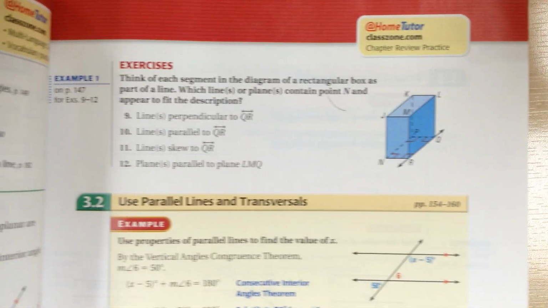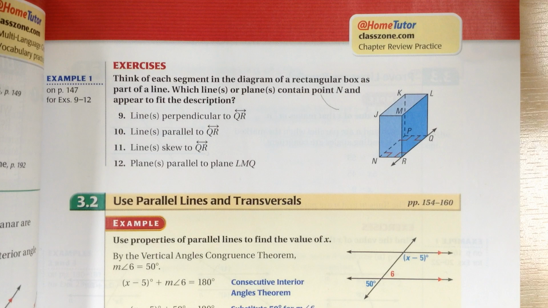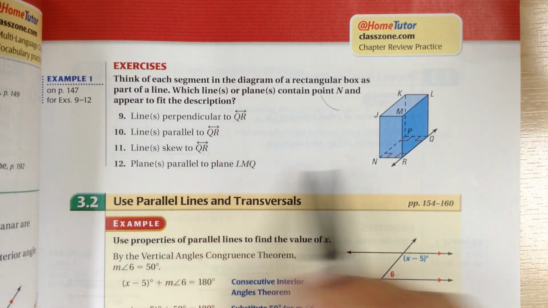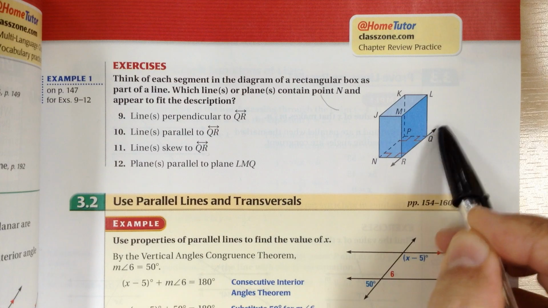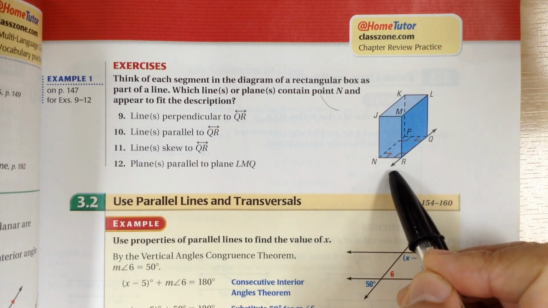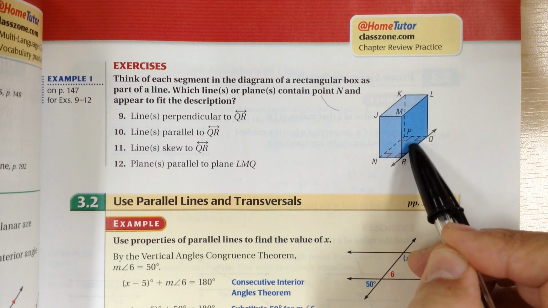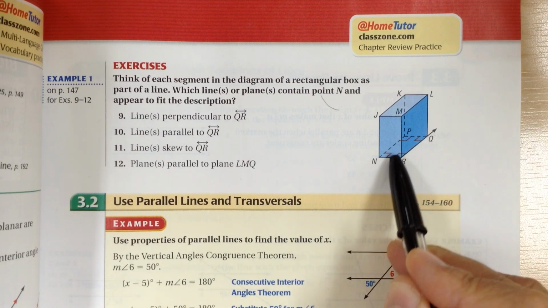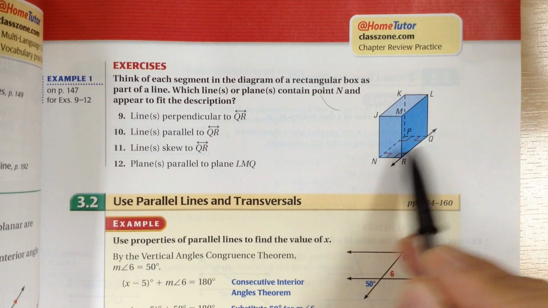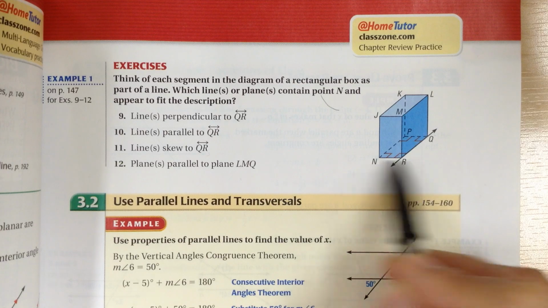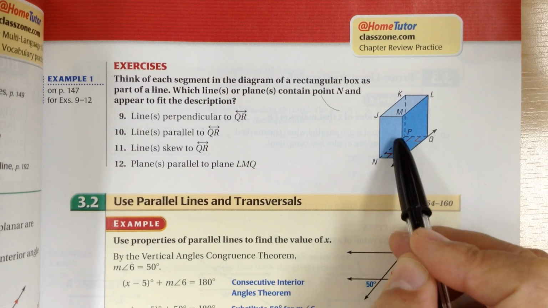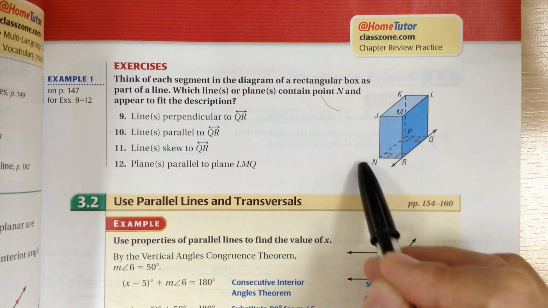Let's go to number 9. You probably have to look at this picture over here. The line perpendicular to QR. Here's QR, and you cannot assume that this is perpendicular because there's no symbol, so do not say MR. You have to look for the right angle symbol. See the right angle right over here, so the line perpendicular to QR would be NR. Notice also this symbol over here, so PQ is acceptable also. PQ or NR.